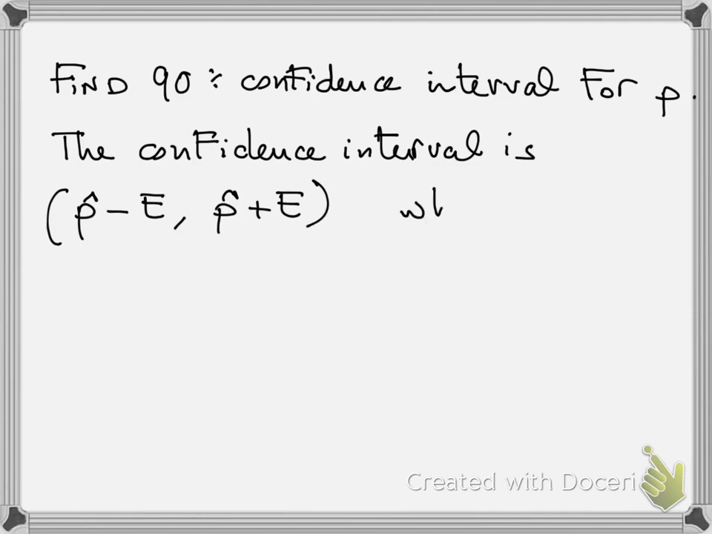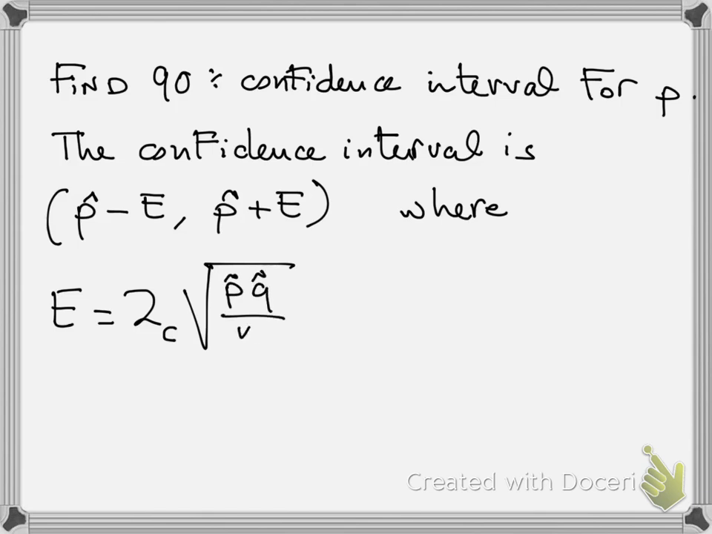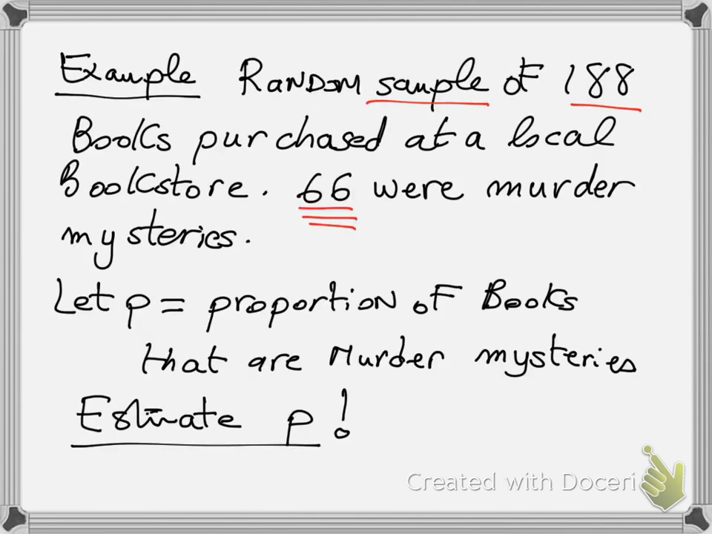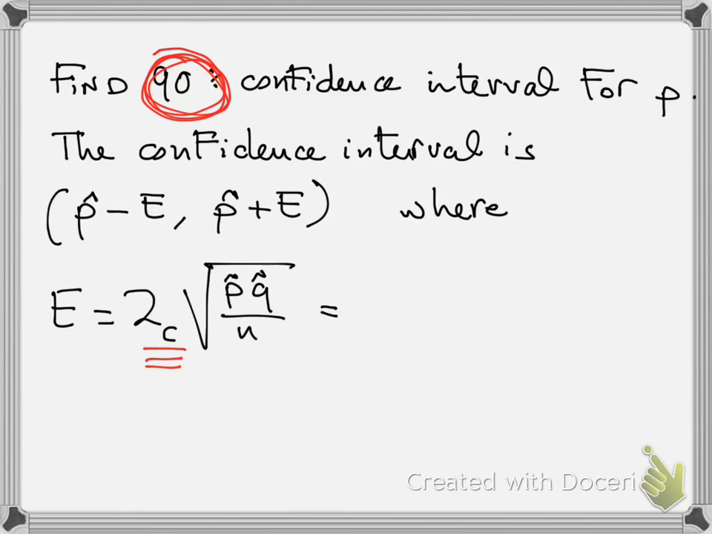So what's e? We said e is the critical value z sub c times the square root of p hat times q hat over n. First, what's the critical value? It's a 90% confidence interval, and for a 90% confidence interval the critical value z sub c is 1.645.